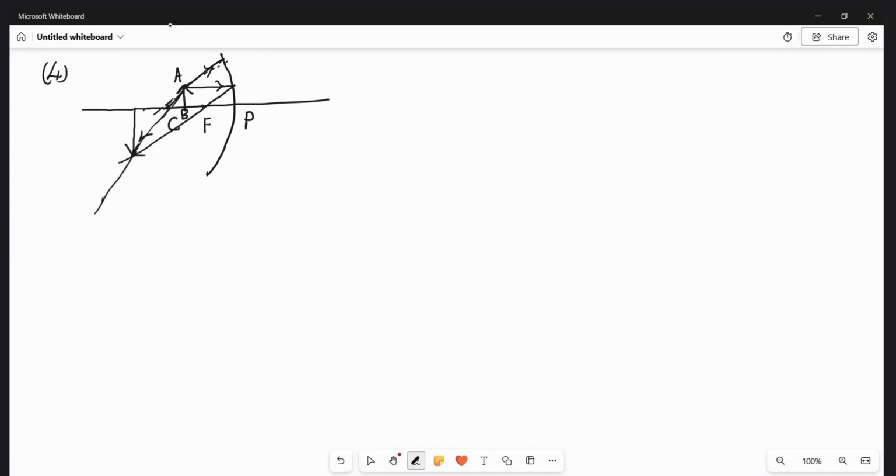The object is A and B, the image is this one, B dash A dash. And if you observe, the rays meet beyond C, and we observe that the image formed is an enlarged one. Okay. Actually, it doesn't pass through C, but it is in the direction of C.